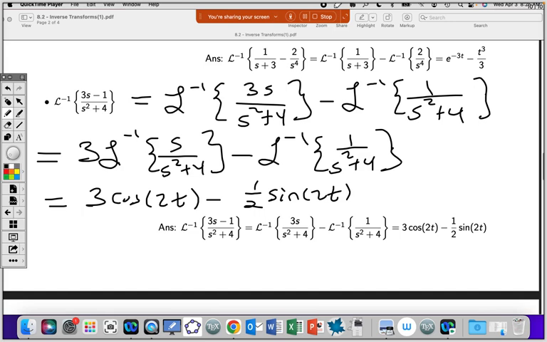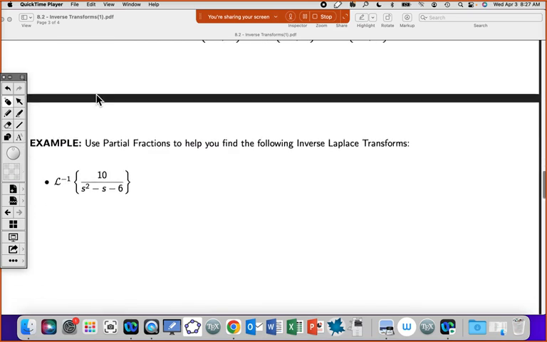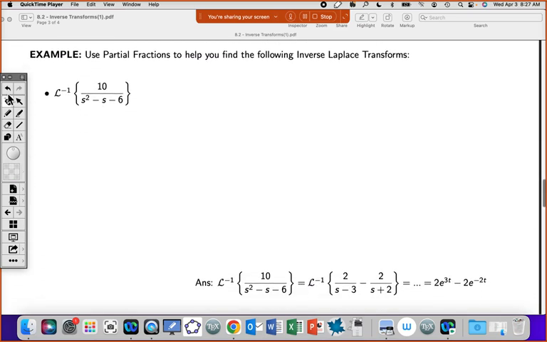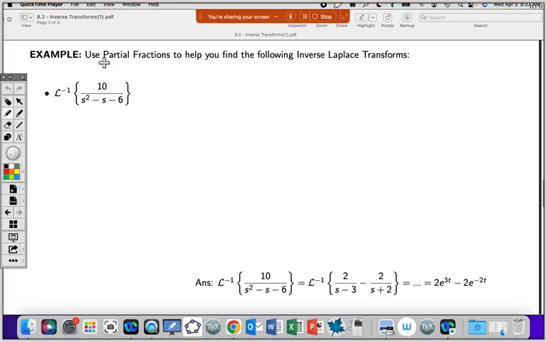We're just reversing all the formulas we learned in section 8.1. So yesterday I mentioned we'll be using partial fractions to help you find inverse Laplace transforms, because we start with this here, and we're trying to think, what does that come back to?